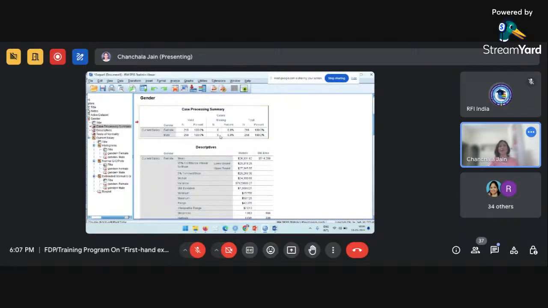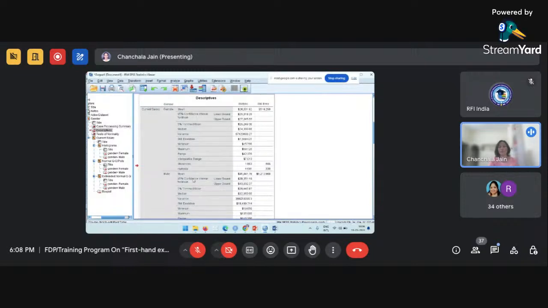We can see here, case processing summary is the first table, which says, in the current salary, which is our dependent variable, and in the gender, we are having two groups, female and male. So there are total 216 females and 258 males, right? No missing value in any of the groups. So that way, total is this.